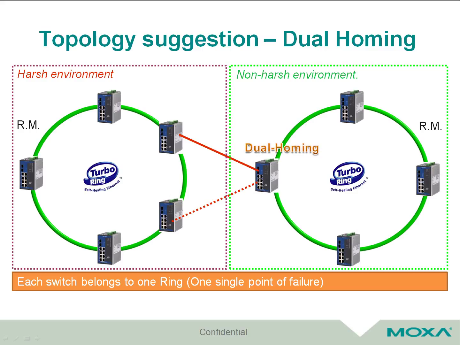If one of the rings is located in a normal environment, we could save some money and use dual homing. For this case, both interconnection links are coming to one switch on the normal environment side. That switch is a single point of failure. However, it is reliable enough in a non-harsh environment.